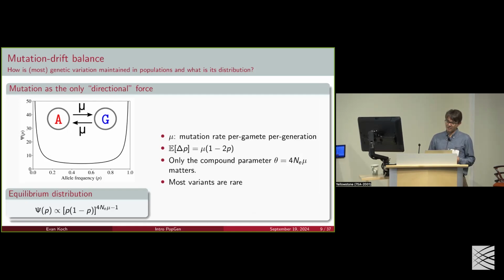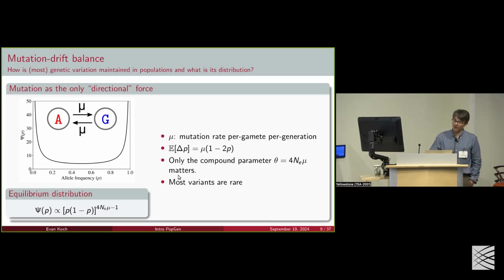Okay. So now, if we come to this balance, this equilibrium, what is the distribution of genetic variation going to look like? We can add mutation back and forth between our two alleles, and set a mutation rate mu as the rate per gamete per generation. Then the expected change in allele frequency is going to be mu, this per generation mutation rate, times (1 minus 2p). And so at the boundaries, if that allele isn't actually present in the population, mutation is always going to add it at rate mu to the population. And this is the distribution that one gets. It depends only on a compound parameter, which we call theta, which is a parameter capturing what the neutral genetic diversity should be in the population. And that depends on the product of the effective population size and the mutation rate.